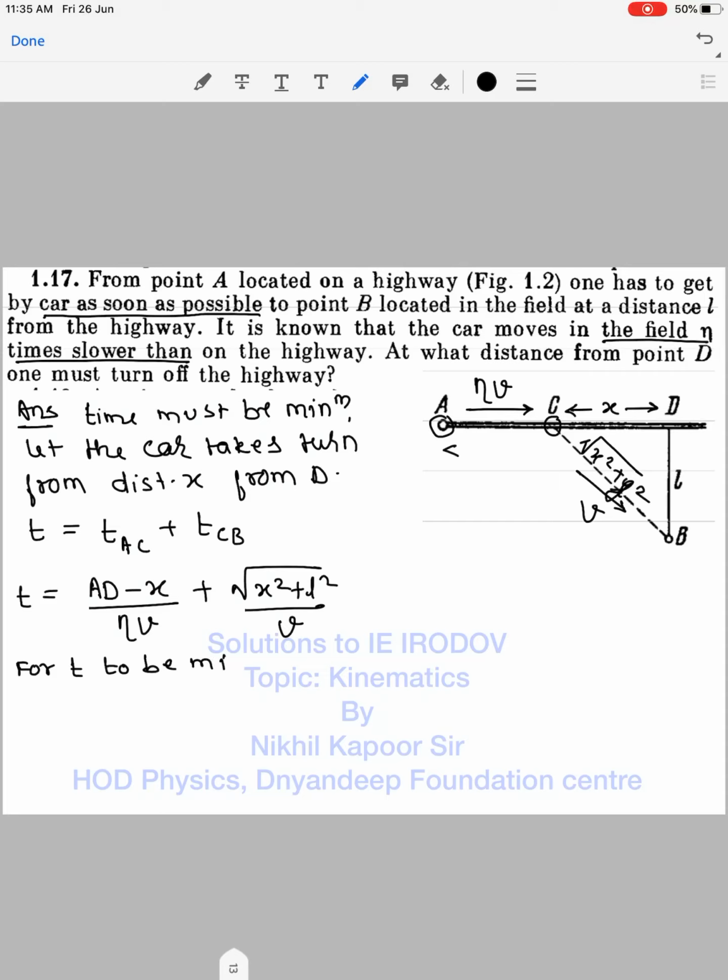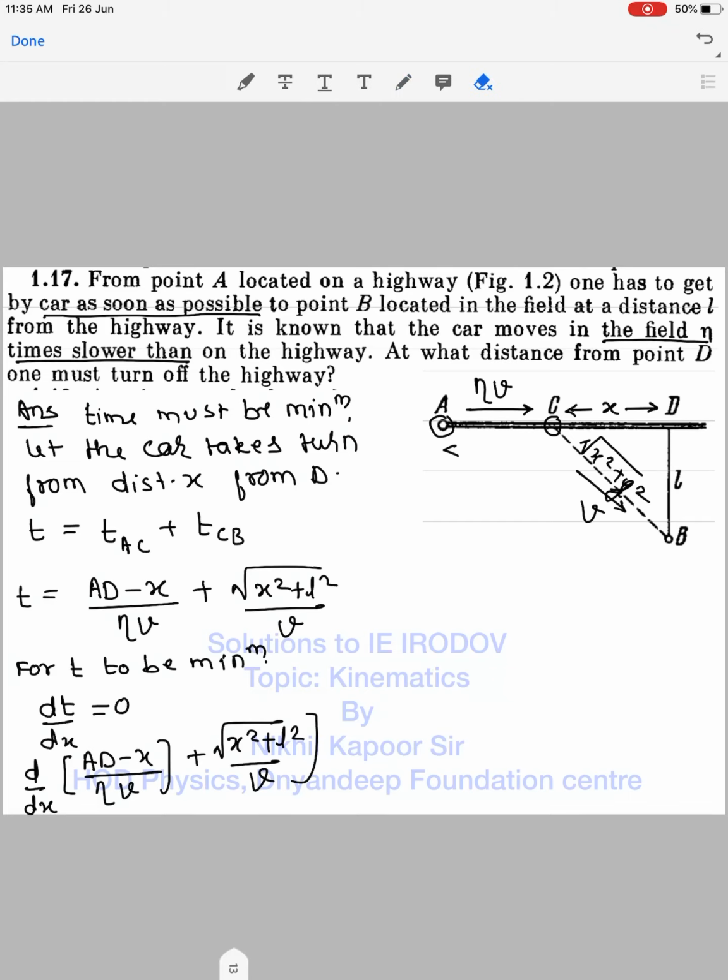For time to be minimum, the derivative of time with respect to x must be 0. So let's differentiate this. So the derivative of time with respect to x, that is (AD minus x) upon eta v, plus under root x square plus L square upon v. Okay, so the derivative of this whole thing must be equal to 0. Then and only then I'll take the value of x for which the time taken is minimum.